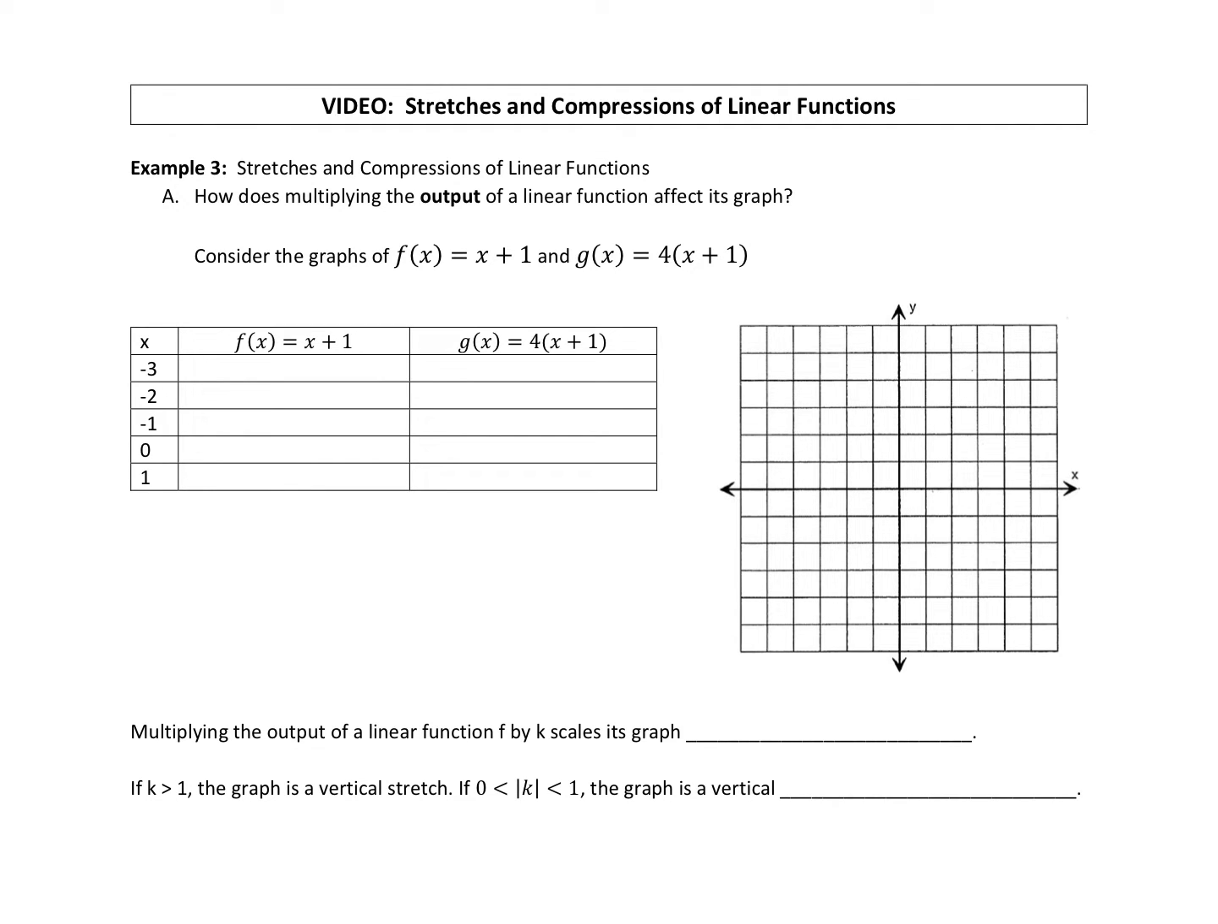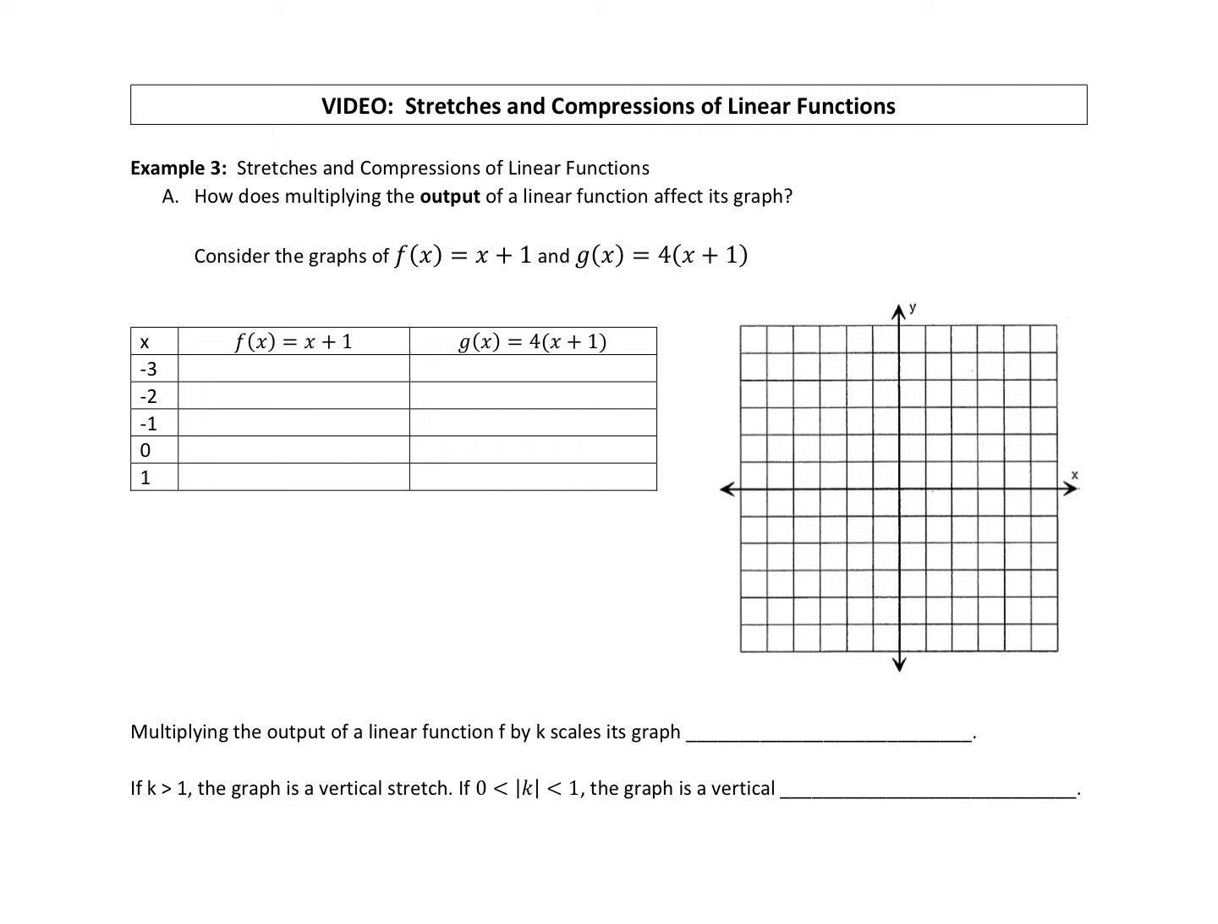All right, now we're going to introduce an idea of stretches and compressions of linear functions. So part A, how does multiplying the output of a linear function affect its graph? Consider the graph f of x equals x plus 1. This x right here is the input, but the whole thing, the x plus 1, is the output. If we plugged in an input to x, we would add 1, and that value would be the output.